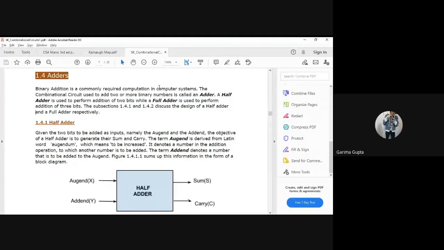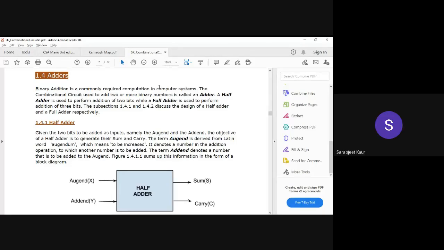You're welcome, ma'am. Adders. Binary addition is a commonly required computation in computer systems. The combinational circuit used to add two or more binary numbers is called an adder. A half adder is used to perform addition of 2 bits while a full adder is used to perform addition of 3 bits. The subsections 1.4.1 and 1.4.2 discuss the design of a half adder and a full adder respectively.